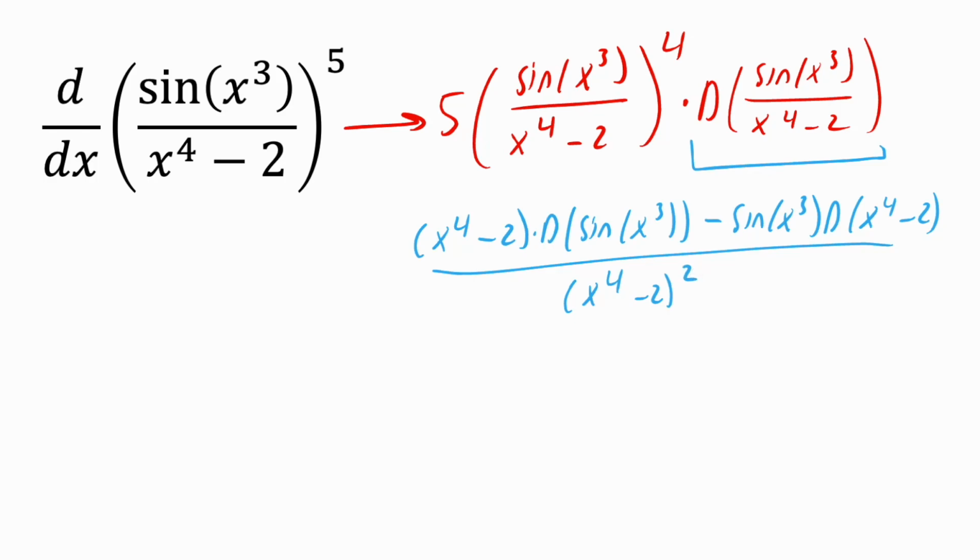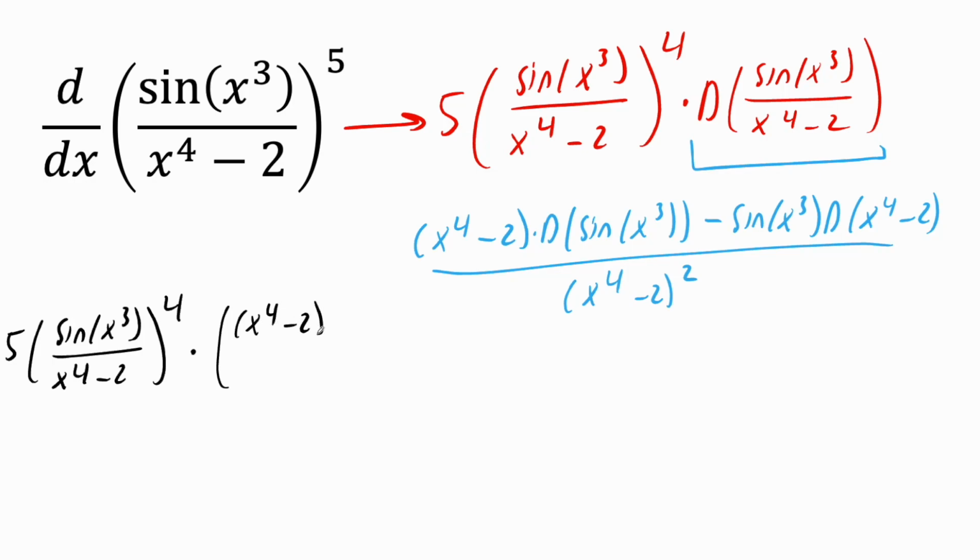Alright, next we can clean up a little bit. So this piece right here, this is remaining. So we have 5 parentheses sine(x raised to 3), close it, divided by x raised to 4 minus 2, close it, the whole thing raised to 4, times parentheses, this is going to remain the same, so x raised to 4 minus 2, close it. Then we take the derivative of this piece. The derivative of sine is going to give us cosine. So we have cosine, we keep the inside, x raised to 3, close it.